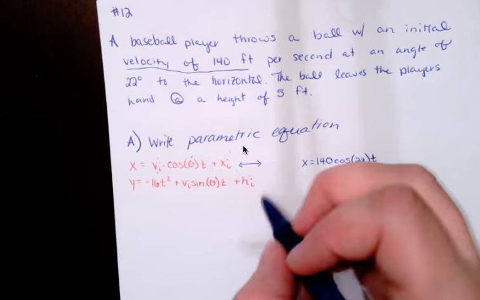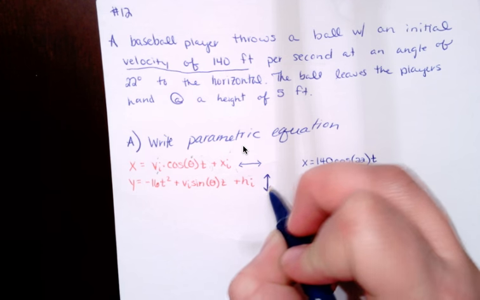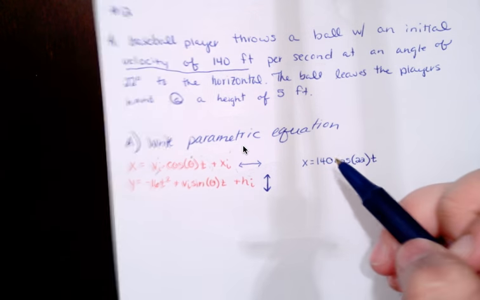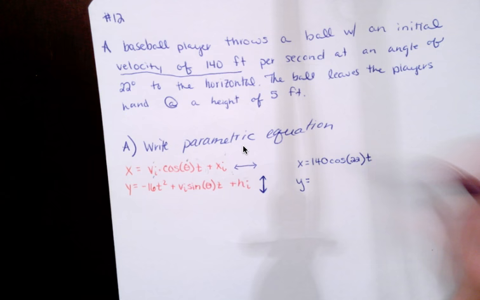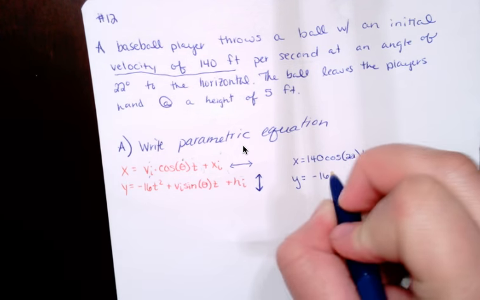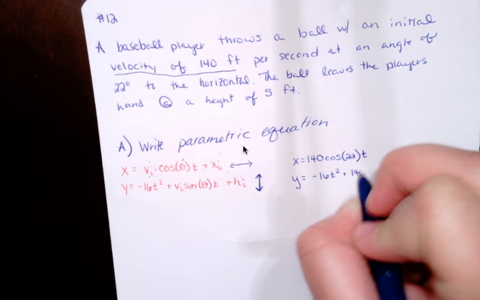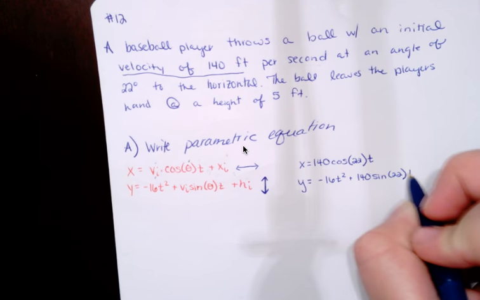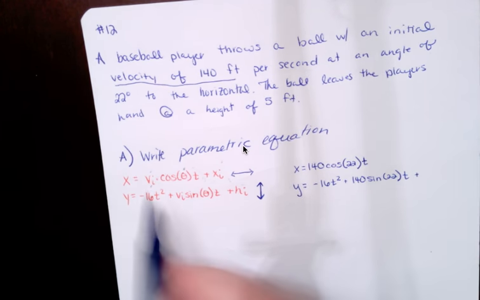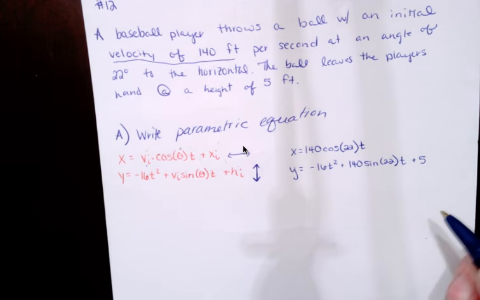Then I'm going to write my equation that tells me my height in terms of time. So when I do that, I will get y equals negative 16 times t squared plus my initial velocity, 140 sine of 22 degrees, t, plus my initial height. Well, they said the ball leaves the player's hand at a height of 5 feet, so that'll be plus 5. So that's how you get your two equations.